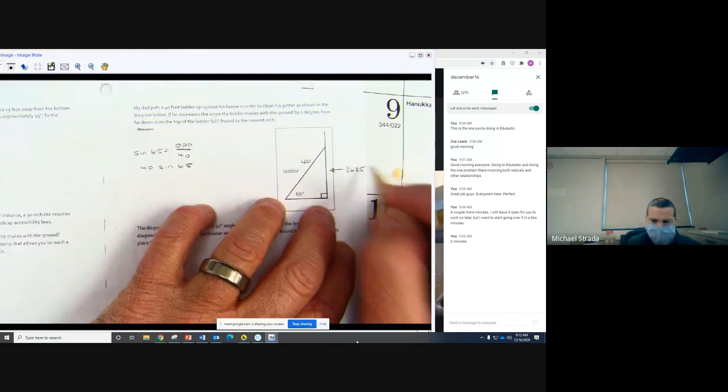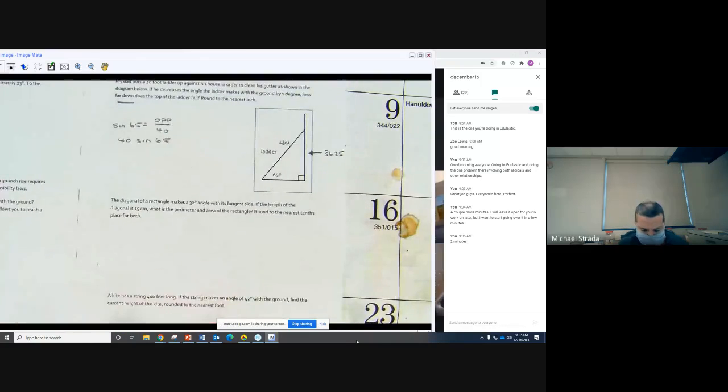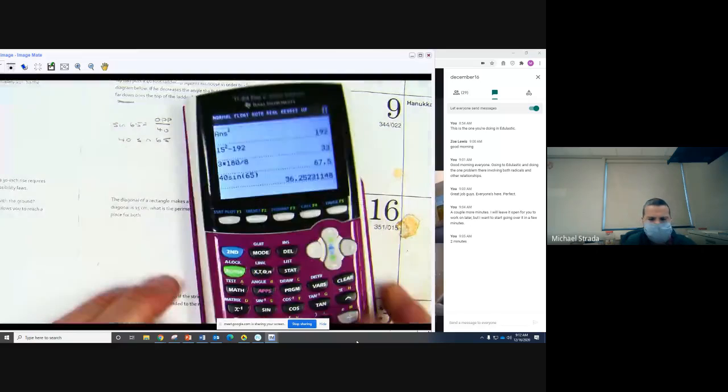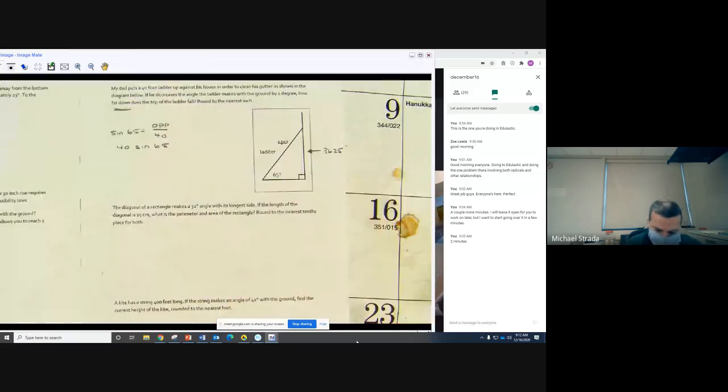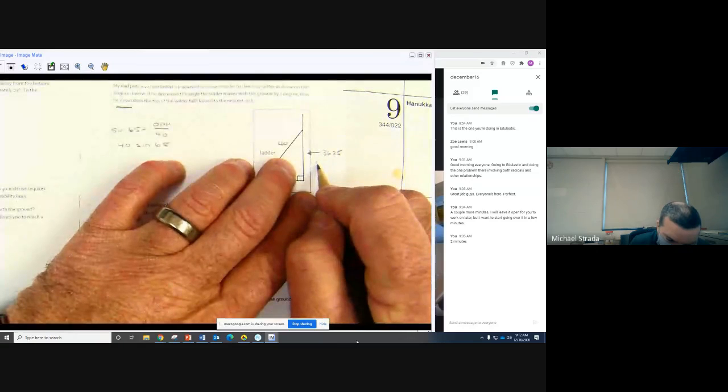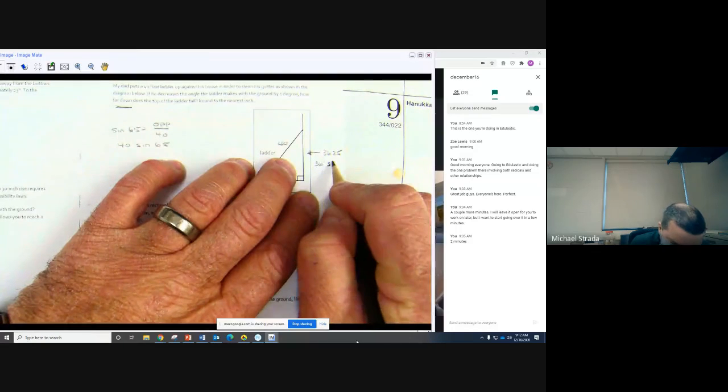Now, yesterday we talked about rounding to the nearest inch. So basically we're going to take that 36.25 in our calculator and minus the 36. That leaves us with the inches. We take that and multiply by the number of inches in a foot, which is 12. We multiply the decimal by 12 and we get 3.0277, which is about 3 inches. So this is 36 feet, 3 inches.